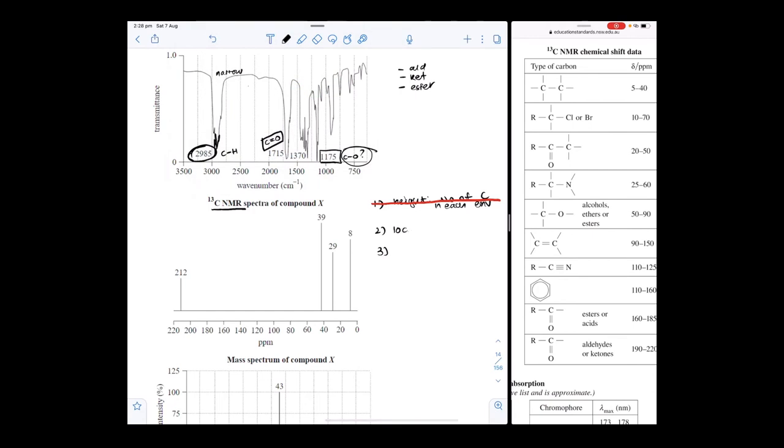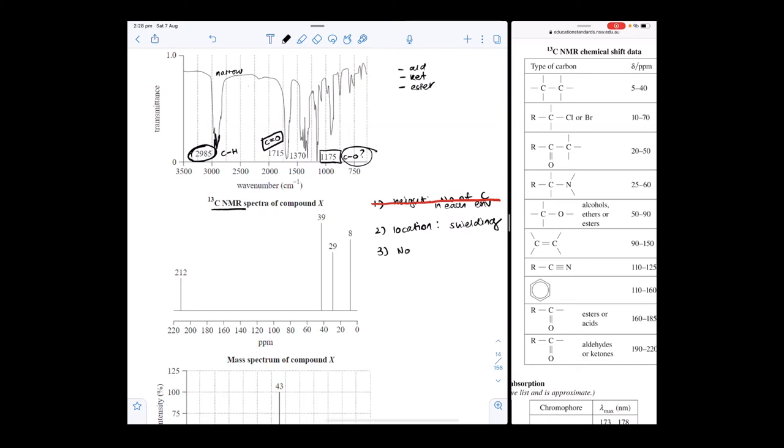What does the location tell me, Thorin? Degree of shielding. Shielding, but now you are solely looking at the carbons. You have to forget about the hydrogens, and that's a skill. You need to be able to solely focus on the signal here. What else do we have to look at? So we've said height, we've said location. Number of signals. Yeah, very good.